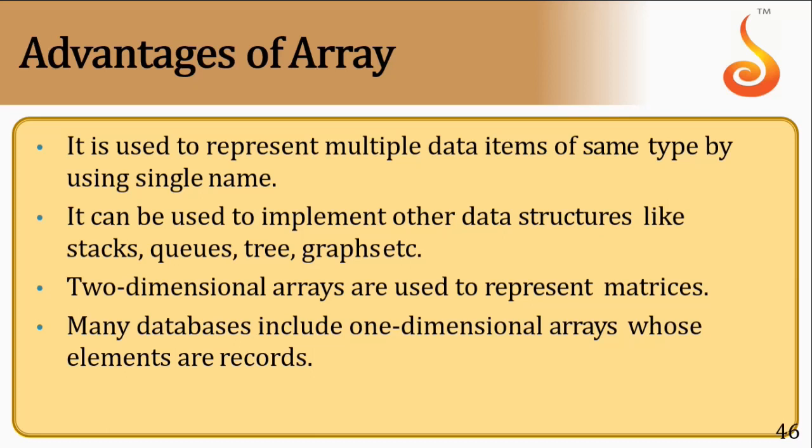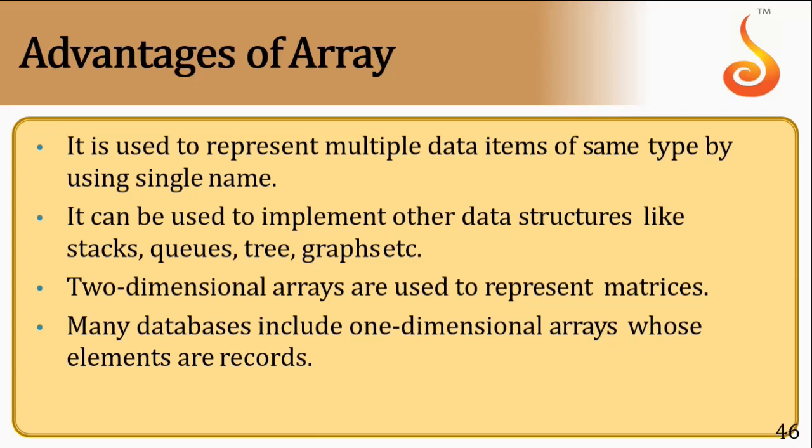So if you want to store 50 integers, instead of having 50 different variables, no two variables can have the same name, so you need to think of 50 different names. If I want to have 100, then you need to have 100 different variables, right? Instead of that, you can have one array with one name which can store 50 or 100, however many variables you want of the same data type.